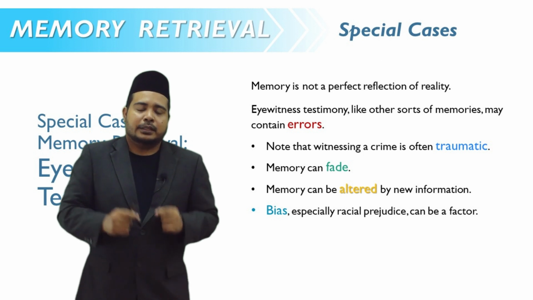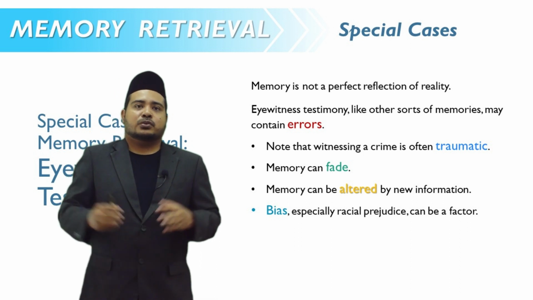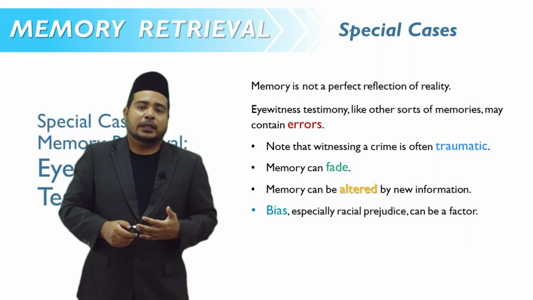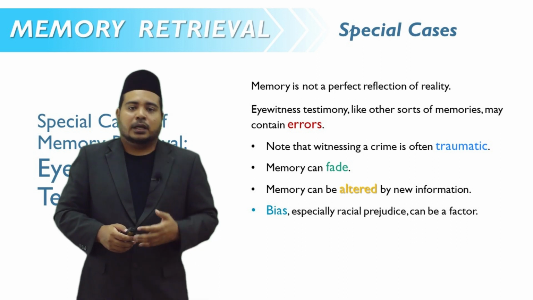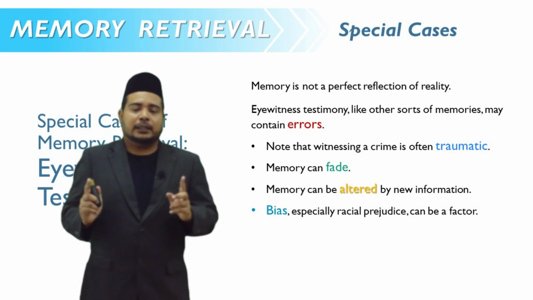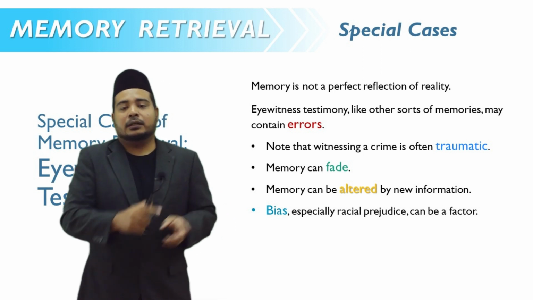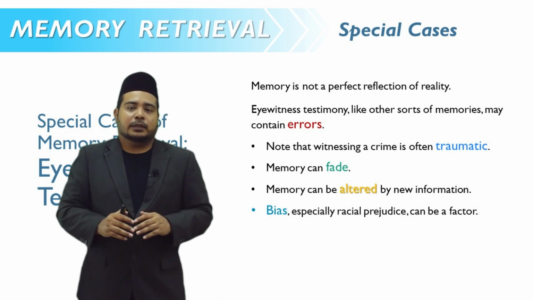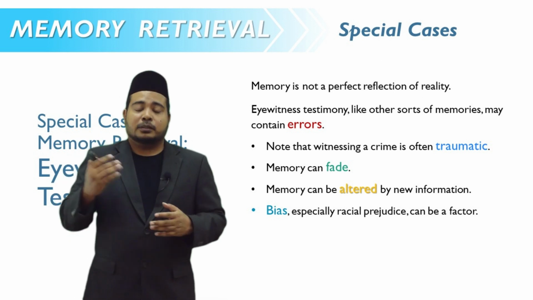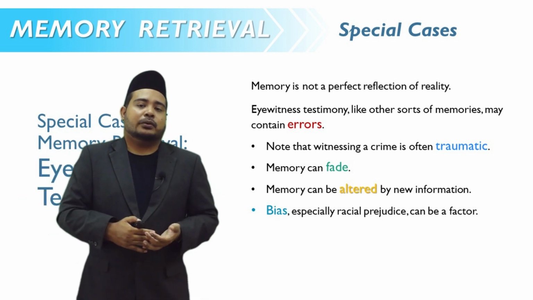So memory, as we know, is not a perfect reflection of reality. Why? Because when we encode, like I mentioned just now, there might be encoding or perceptual errors or distortion. These might have altered the reality and created a lasting memory in a person or in a witness. So eyewitness testimony, like other sorts of memories, may also contain errors. It may also contain facts and reality, but it may also contain errors.